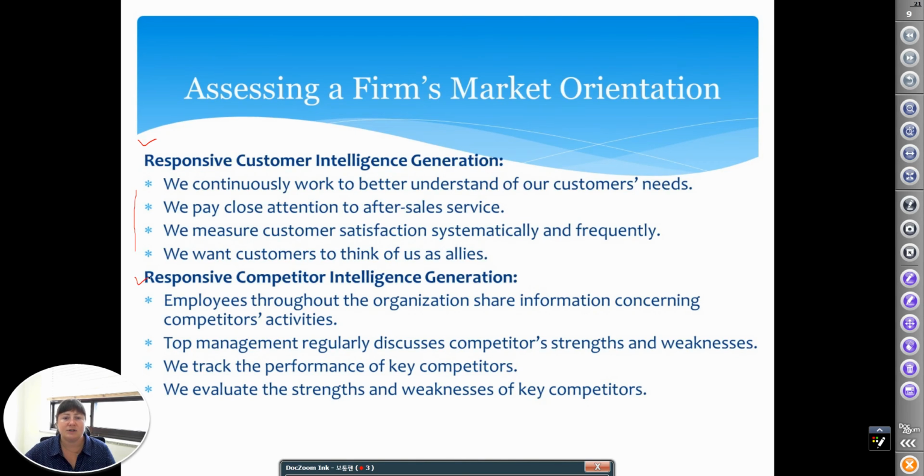The second can be responsive competitive intelligence generation. So employees throughout the organization share information concerning competitive activities. So it's some kind of open information policy. Top management regularly discusses competitive strengths and weaknesses. Also, there's some kind of orientation, customer and competitors orientation. We track the performance of key competitors and we evaluate the strengths and weaknesses of key competitors. So in this case, it also means that we don't stop at one point. We want to investigate the external environment. We try to find different expectations of the competitors, of the customers.